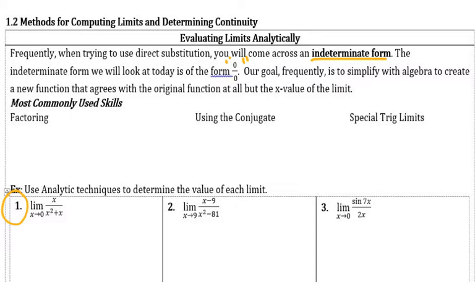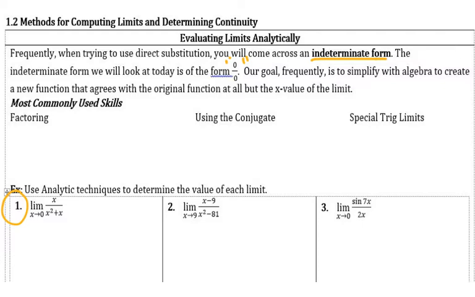So frequently when we're trying to use the direct substitution method, we'll come across something called indeterminate form. There are other forms besides just 0 over 0. We'll talk about infinity over infinity or other cases later, but today we're just going to be talking about the indeterminate form of 0 over 0.